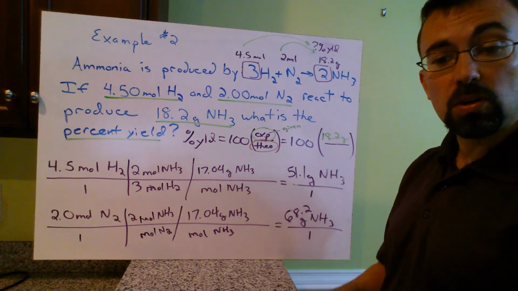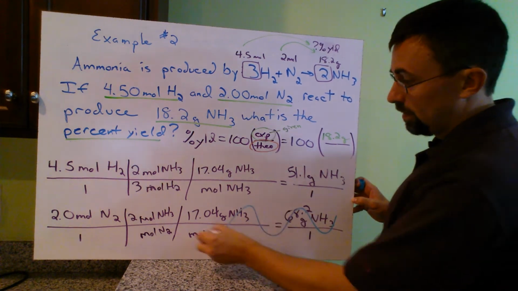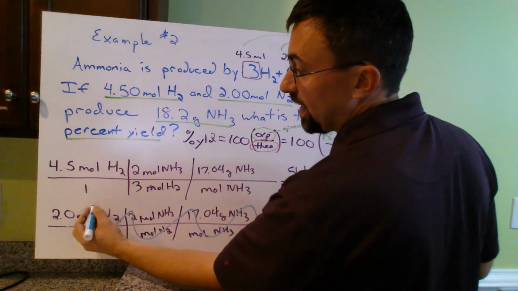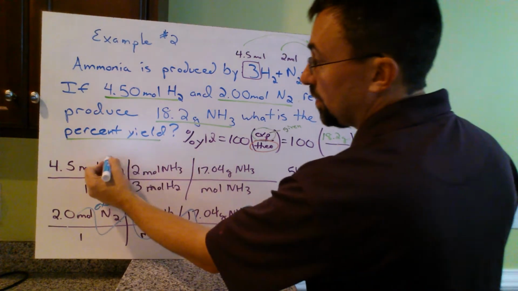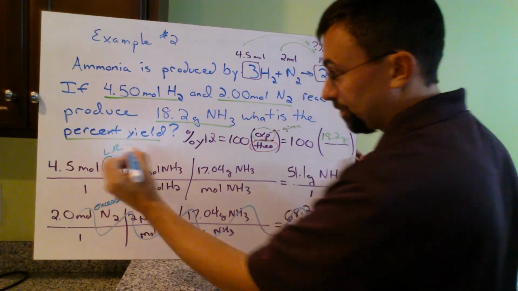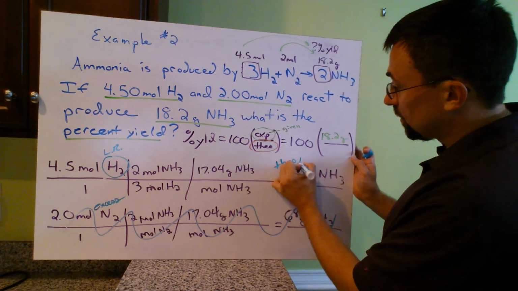Again, it's the smaller number we want. So the larger number we're going to get rid of. This is an excess. This is our limiting reactant. And this is the number we'll use. This is our actual theoretical yield.